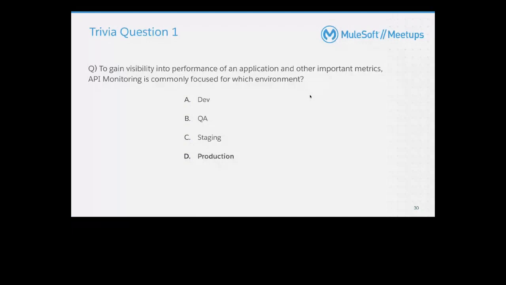Okay, awesome. All right, so for the very first trivia question, I know we're doing a bit of a flashback. We asked, to gain visibility into performance of an application and other important metrics, API monitoring is commonly focused for which environment? And the answer is D, production. So Parth, do you want to maybe describe why that is, and just kind of give us a recap?